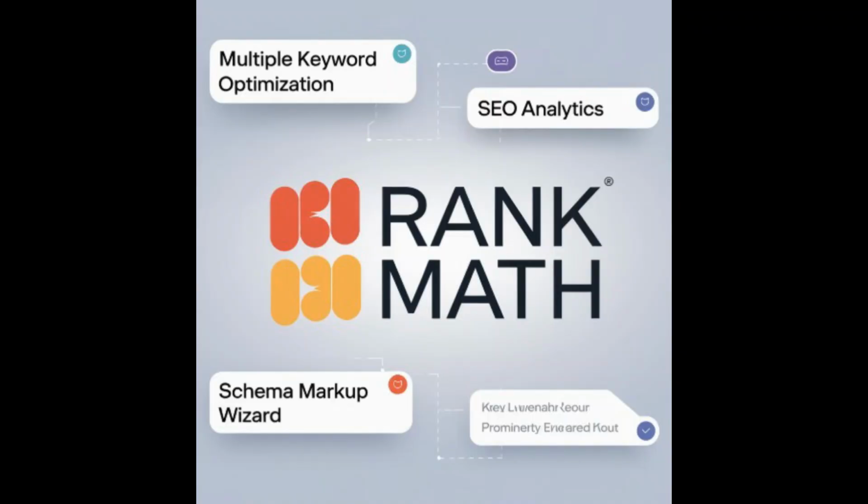Number 2, SEO analysis. See traffic and keyword ranking inside WordPress. Number 3, schema markup wizard. Easily add rich snippets for better search results. Number 4, AI suggestions. Get AI-powered tips to improve your content. Rank Math is great for beginners and advanced users alike, with lots of free tools to explore.